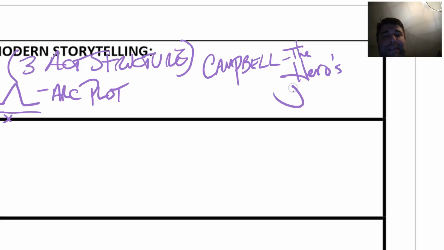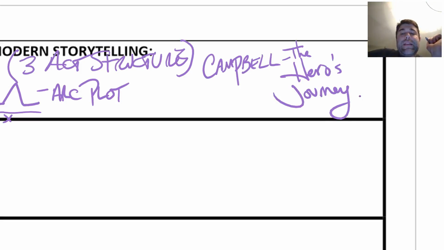If you want to see a great example of the hero's journey, you look at the original Star Wars trilogy. I'm talking about episodes 4, 5, and 6. And actually, Joseph Campbell said that George Lucas was his best student. So if you want to see Joseph Campbell's hero's journey at its best, you can watch George Lucas direct episode 4, and that is what we're talking about here.